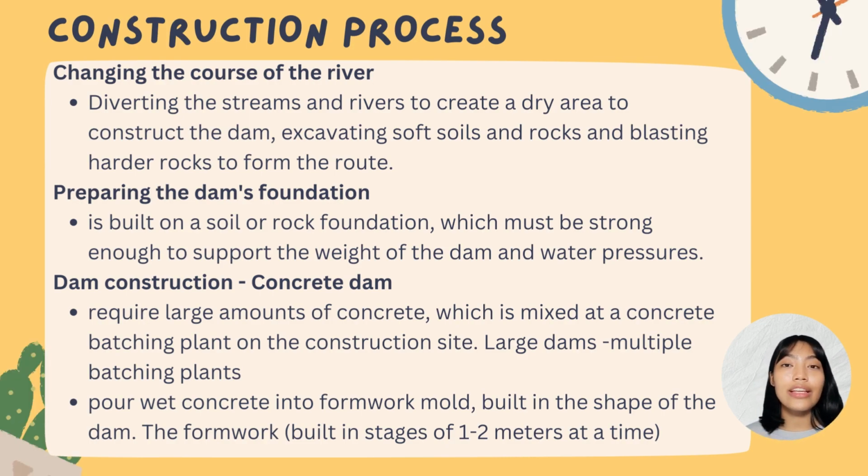After the procedures that were mentioned by Misa, such as site selection and design, the first step in constructing a dam is changing the course of the river. This is done by diverting the streams and rivers to create a dry area to construct the dam, by excavating soft soils and rocks, and blasting harder rocks to form a route so that the construction can take place.